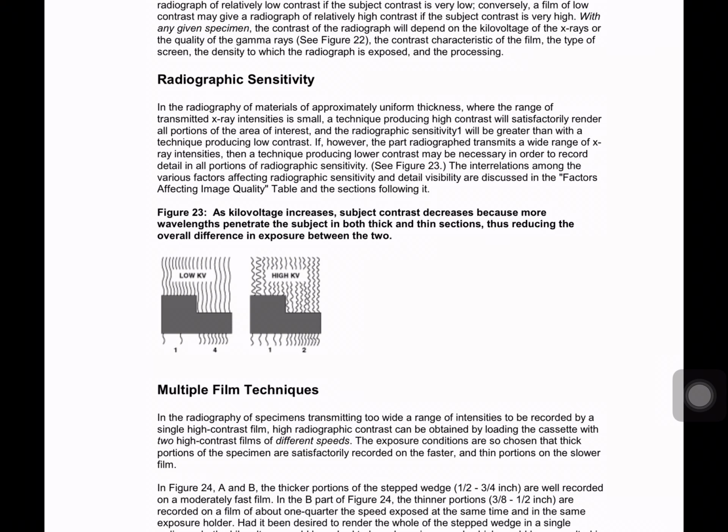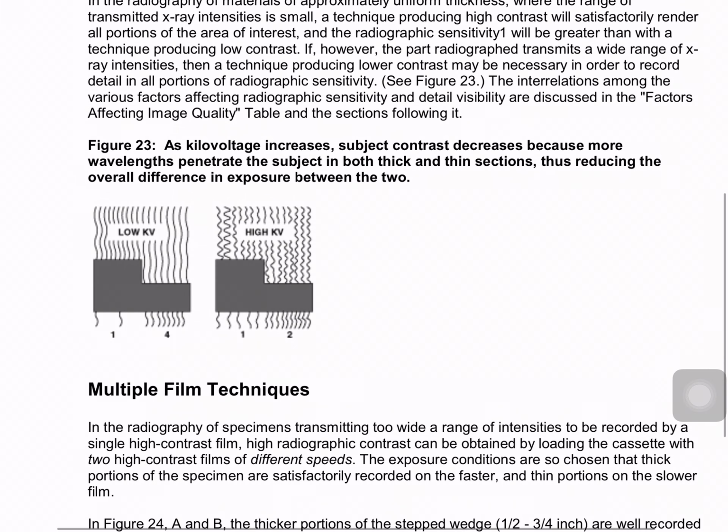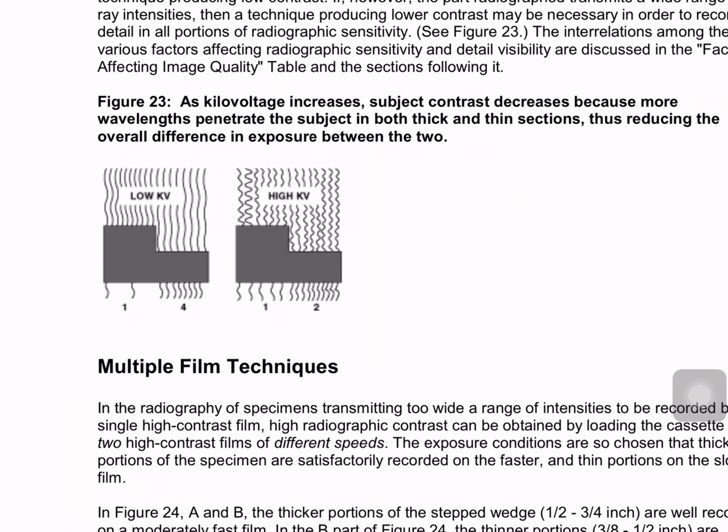If you see in this picture, it is showing that as kilovoltage increases, subject contrast decreases. Why? Because more wavelengths penetrate the subject in both thick and thin sections, thus reducing the overall difference in exposure between the two.